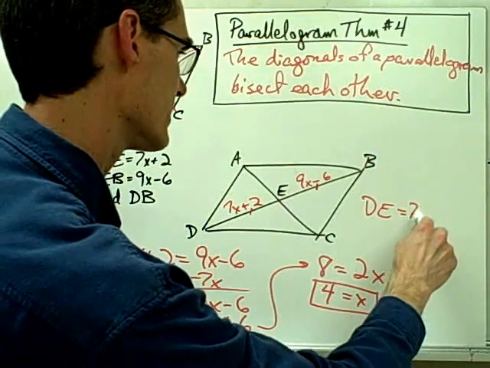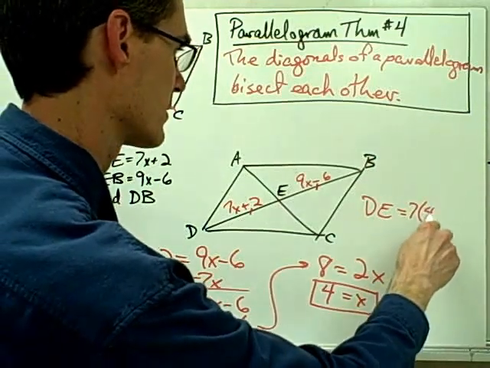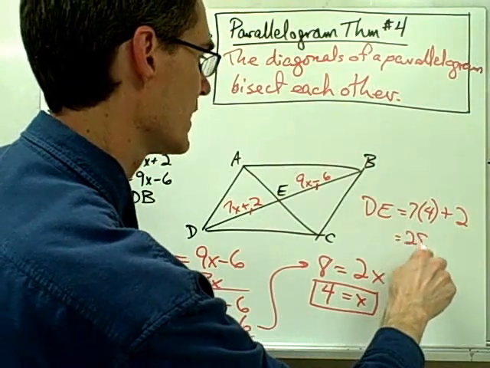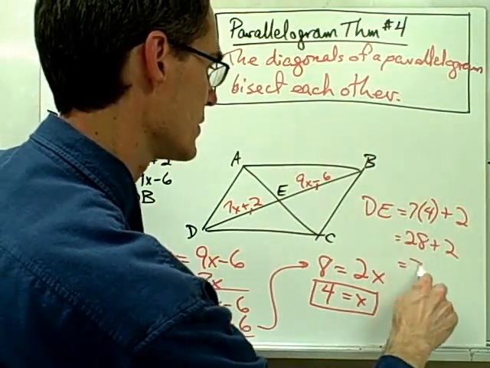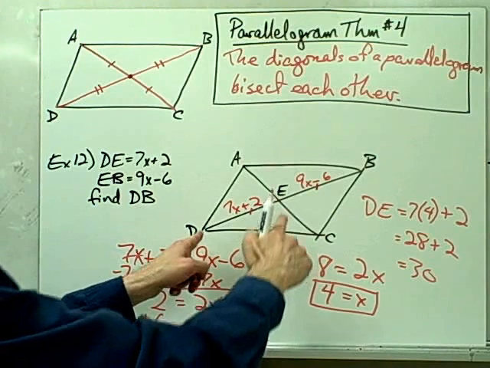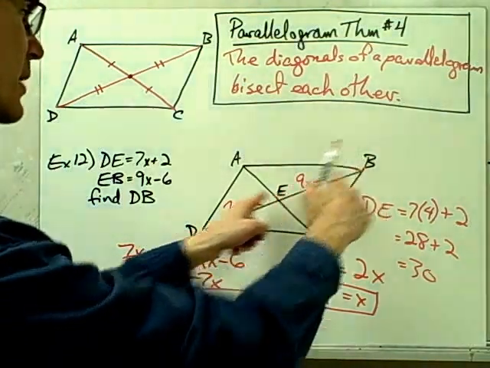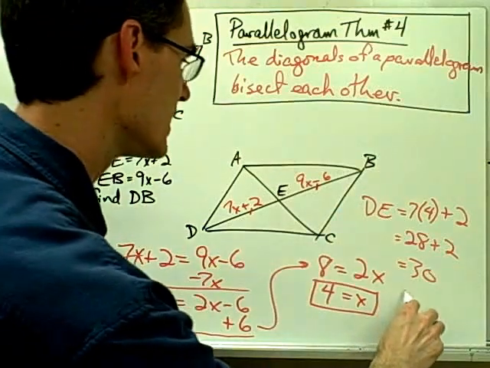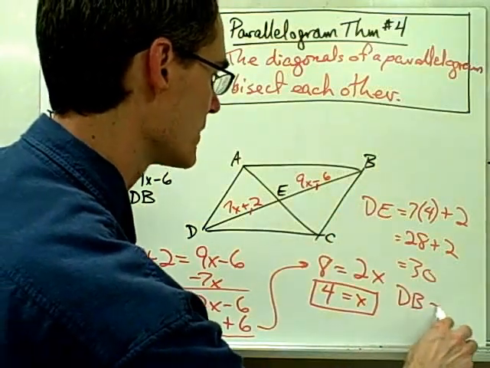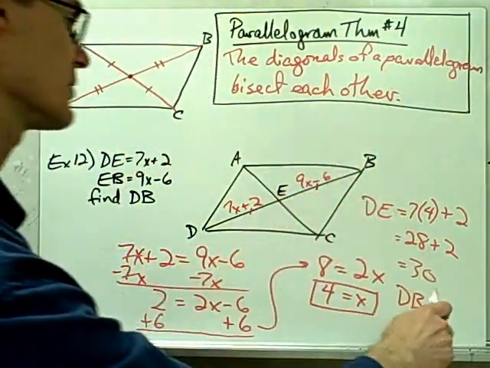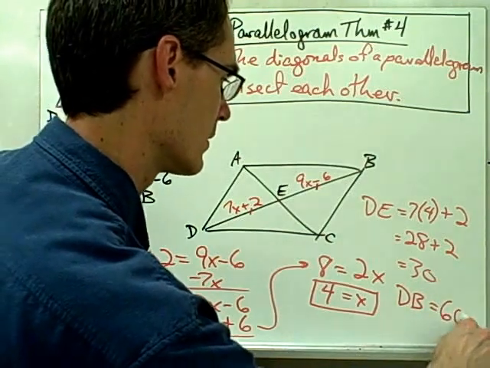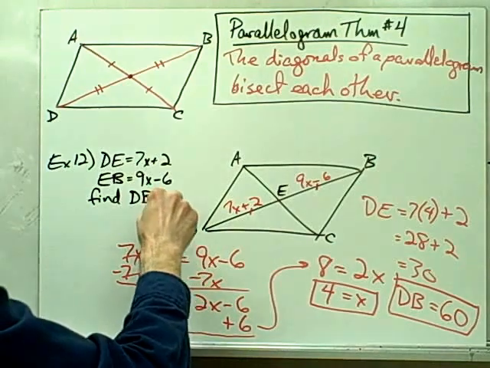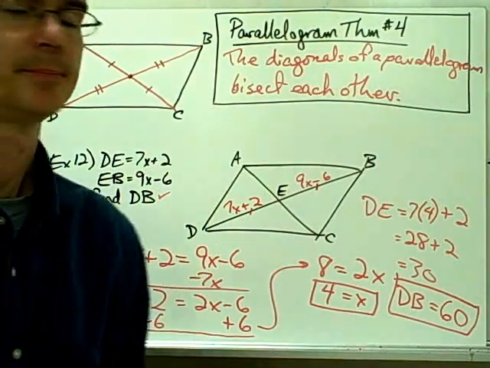Segment DE is 7 times x plus 2. So that's 28 plus 2, which is 30. So DE is 30. Well, since these two segments are congruent, BE must be 30 also, which means segment DB must be equal to 30 plus 30, which is 60. So now I got segment DB.